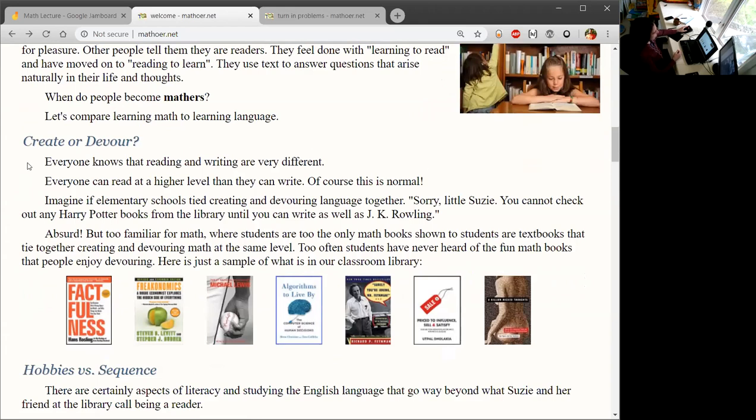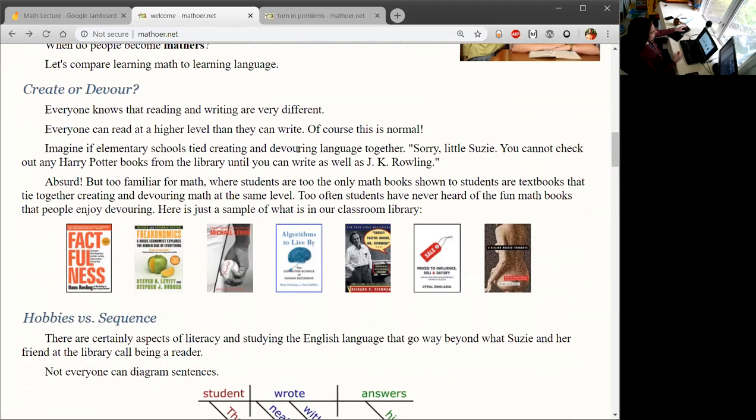So first, everyone knows that reading and writing are different. You can read at a higher level than you write. It would be very silly if when my 8-year-old was in his 3rd grade classroom, someone said, sorry, you can't check out any books from the library until you can write as well as the author that you're trying to read. Right? But too often, all that happens in math is that everyone is asked to produce math at the same level they take in math. And that's silly, just like it is for writing.